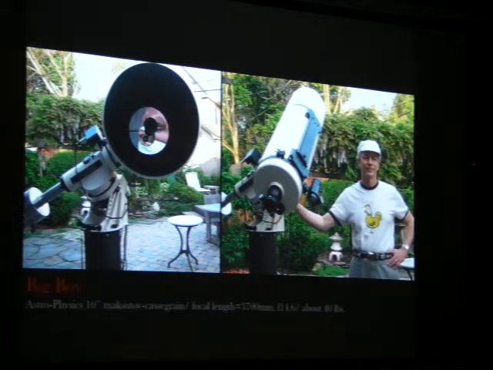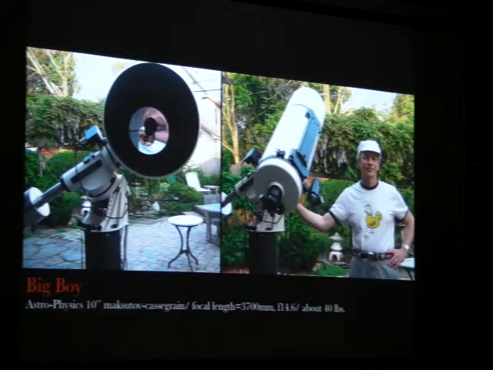Here's a picture of me with Big Boy, which is my AP 10-inch Mak-Cass. It's a wonderful instrument with a tiny central obstruction, so it gives a spectacular view of the planets visually. People call it refractor-like. It's really optimized for planetary work, and has a very long focal length. It's at f/14.6, so not a great deep sky imaging telescope.